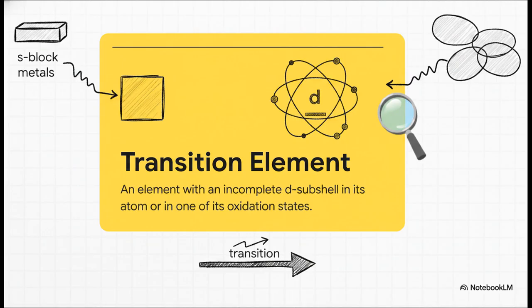So, the crucial point here lies in the official IUPAC definition. A transition element isn't just any random metal shoved in the middle of the table. To be in the club, it absolutely must have an incomplete d subshell in its atom, or in one of its oxidation states. That incomplete d subshell is the real secret behind their unique behaviors. It means they have chemical room to maneuver. And this causes a fascinating transition in properties between the highly reactive s-block metals on the far left side of the table and the much less reactive p-block elements on the right.